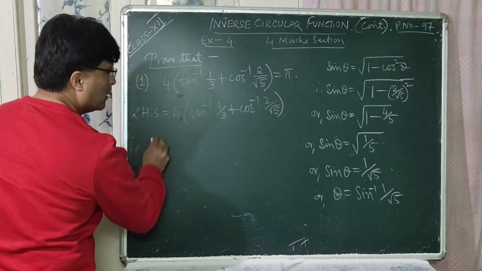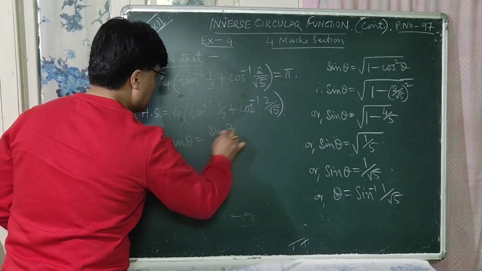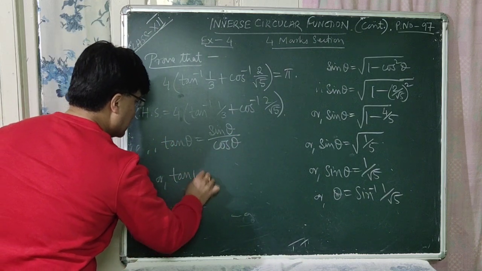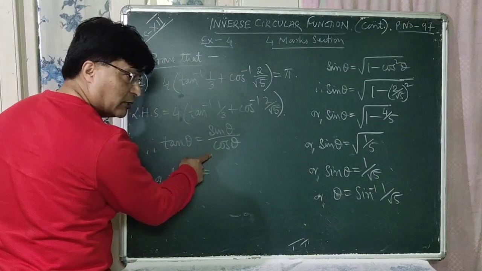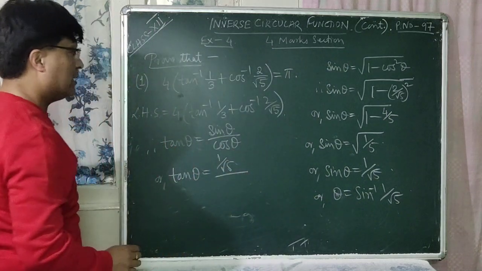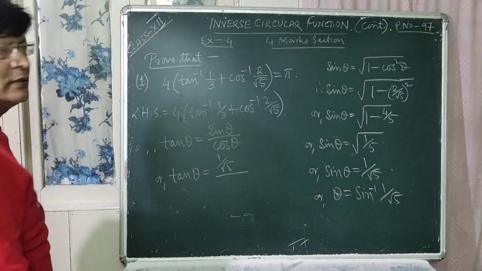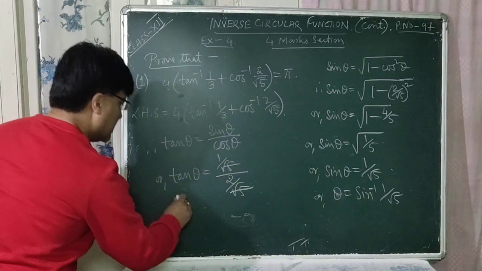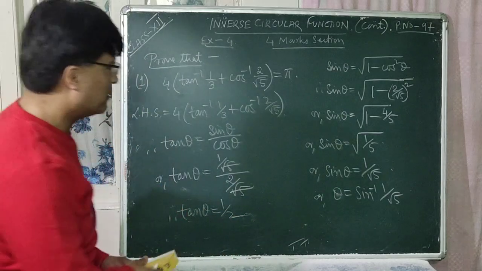Now therefore tan theta is equal to sin theta by cos theta, right? You know this formula. What is sin theta? Sin theta is 1 by root 5. And what was cos theta? You can check your copy. Cos theta is equal to 2 by root 5. Root 5 gets cancelled. So what is tan theta now? Tan theta is equal to half, right?